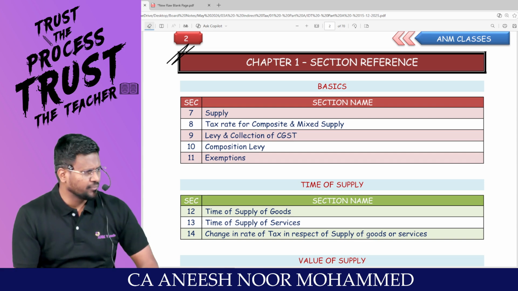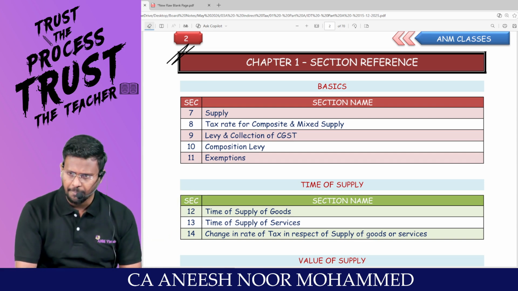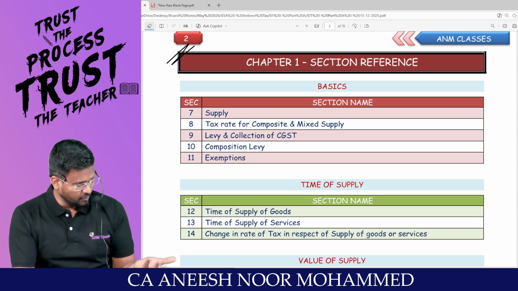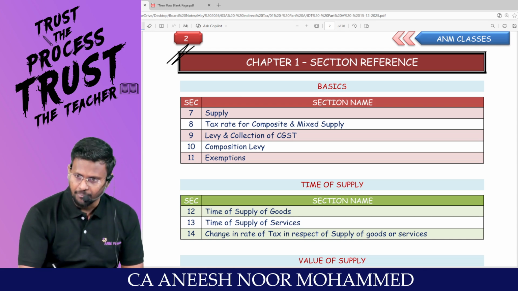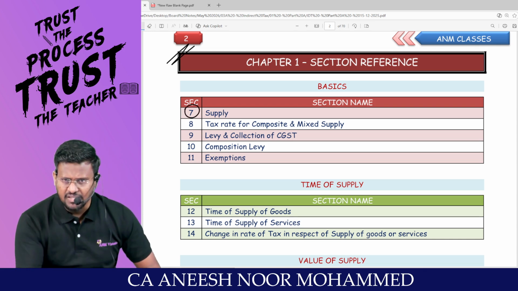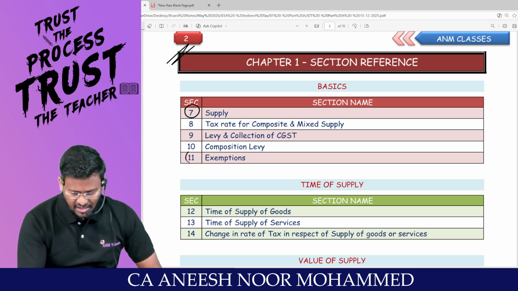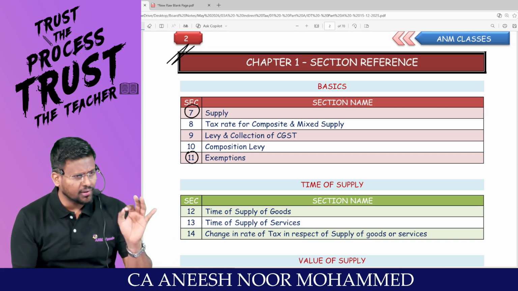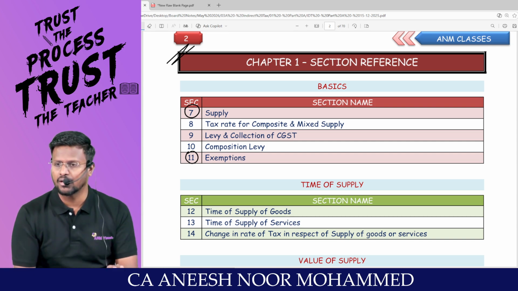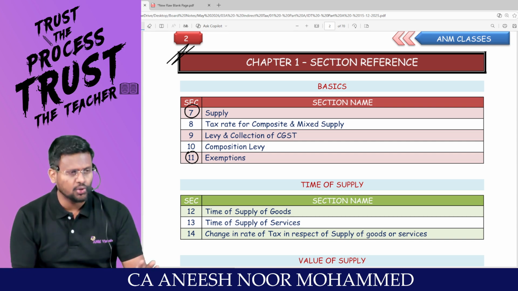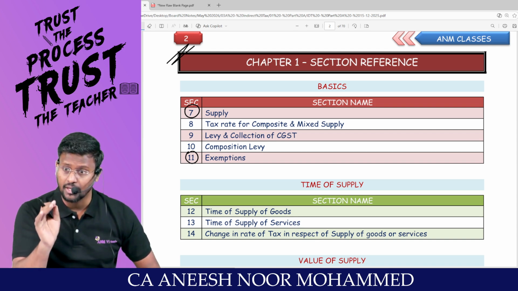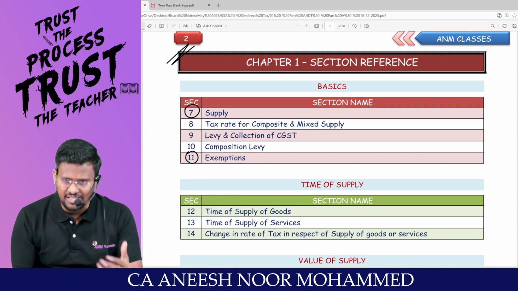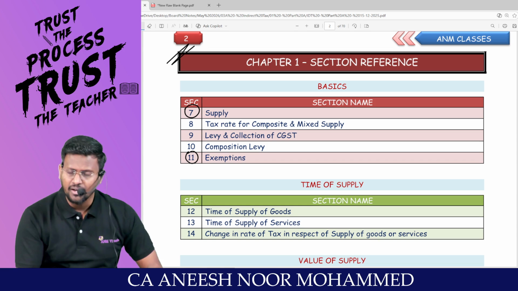Let me ask you one question. In a subject, if there are 15 chapters, will you study all the 15 chapters for your exam? Never. The same way, if an activity has become a supply, all supplies are not taxable for the time being. That is called exemption, section 11. If an activity or transaction is covered under section 11, then my dear lovable students, for that activity or transaction, you are not liable to pay GST for the time being. But tomorrow, if that exemption is withdrawn by the government, then automatically it will become taxable. So section 11 is exemption.